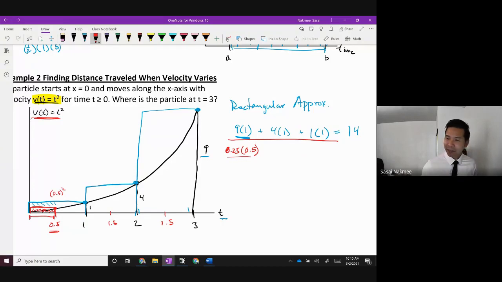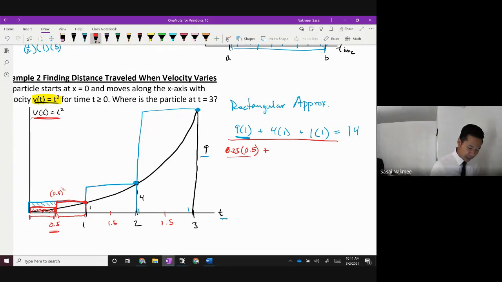You see that? Then I go to my next rectangle. I'm going to add that to this as well. My next rectangle, I'm going to go 0.5 over to here, so my next one is going to go to 1. I'm going to calculate that height from here to here, and that's going to be this rectangle right here.